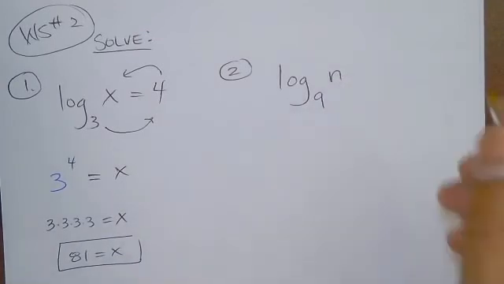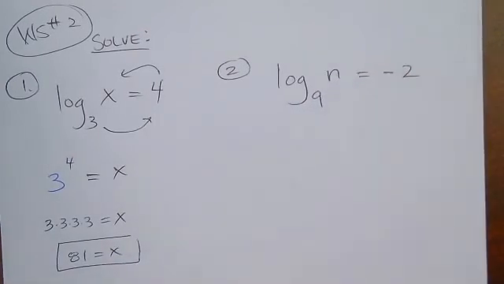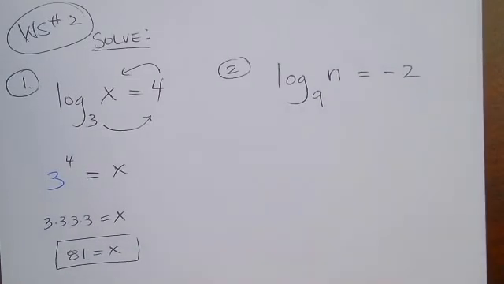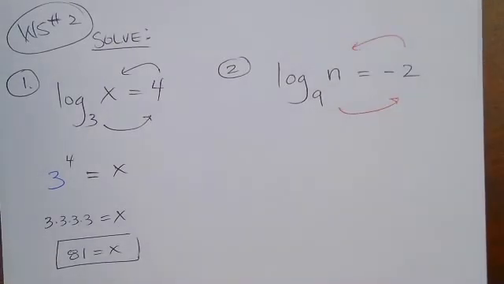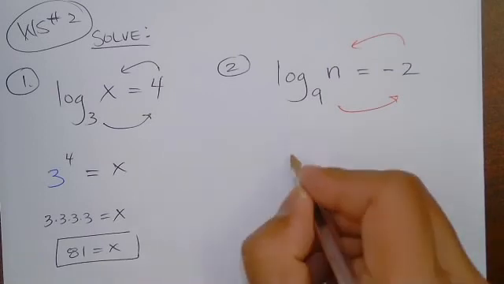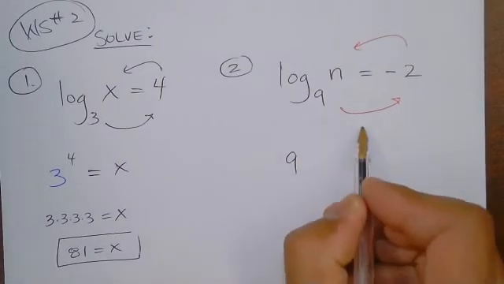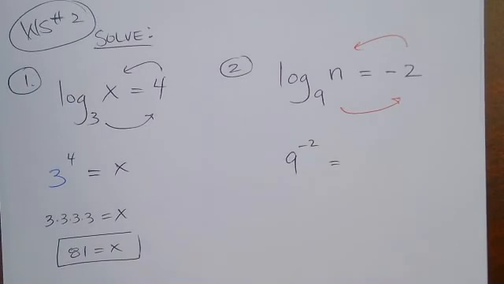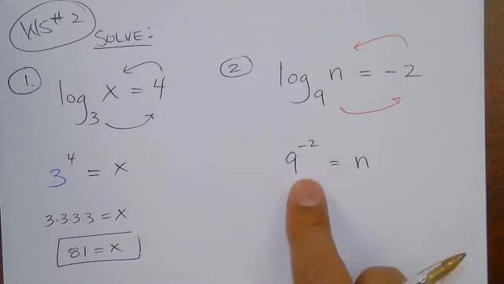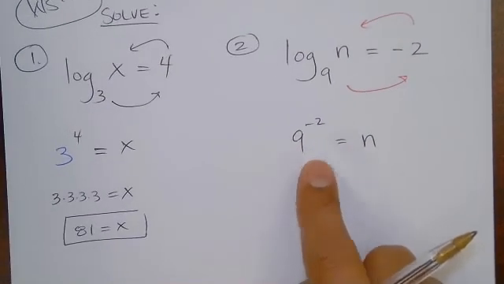How about this? Log base 9 of n, right? They can use any letters. They're going to change the variables. Equals negative 2. Right? You don't work in logarithmic form. You change it to what? Exponential. I have all the parts here, so what should it read now in exponential form? 9 to the power of negative 2 is equal to n. Oh, good. It's already solved for n. I don't need to solve or move anything.